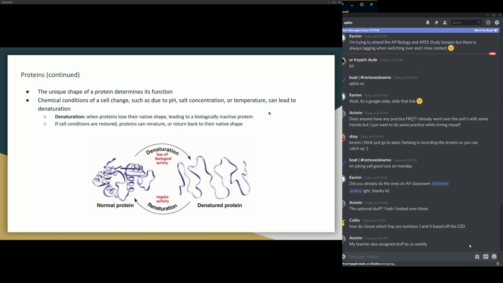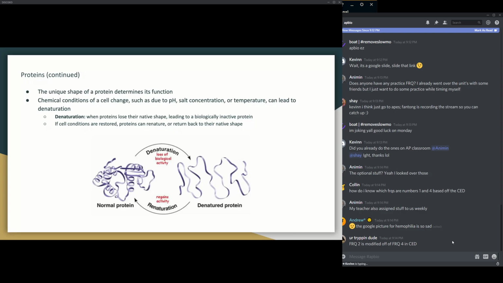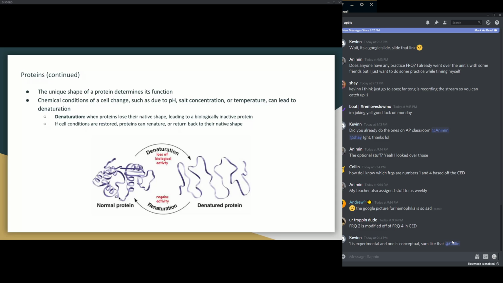If any chemical changes occur in the cell, such as pH or salt concentration, it can lead to denaturation of the protein, which means that proteins will lose their native shape, leading to the inactivation of the protein. So the protein basically can't function anymore because it's denatured, which is due to maybe a pH difference or temperature difference, whatever. But if cell conditions are restored, so if they get back to normal, the proteins can renature and get back to their native shape, which is always due to folding. So renaturation is due to folding, and then denaturation is just due to the conditions.